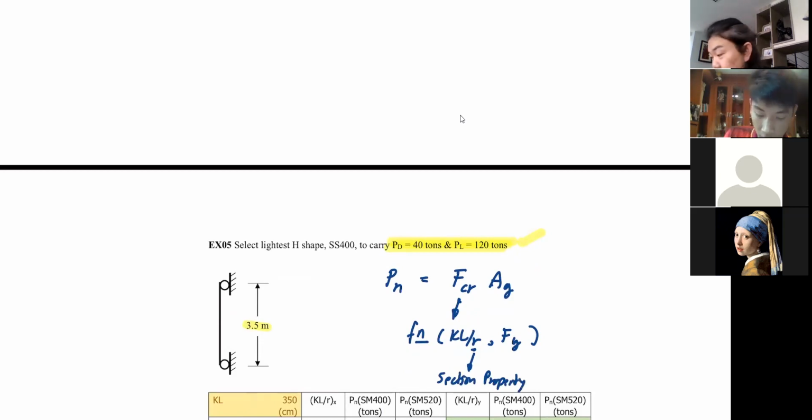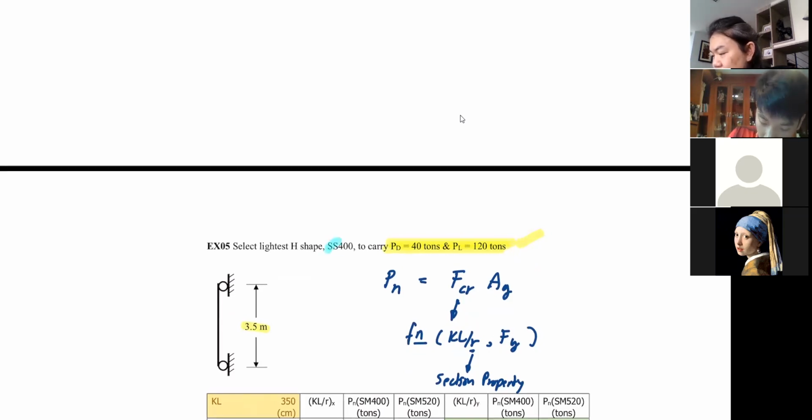You probably know Fy because you select the material. And in this case, we are saying that we are going to use SS400. So we know Fy, but we do not know R. And area of the section, we don't have the section, so we don't know that either. So what do we have here, ladies and gentlemen? Now we have one equation, but two unknowns. So what do we do?